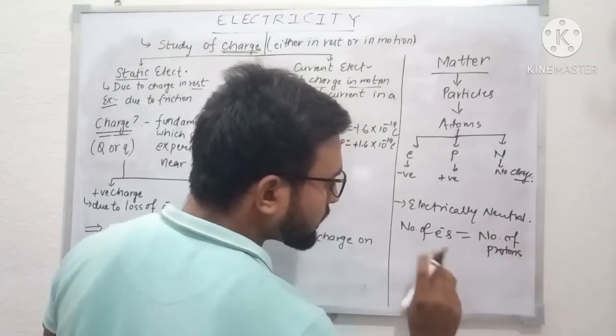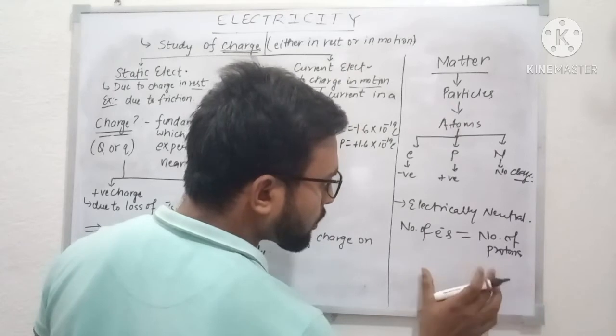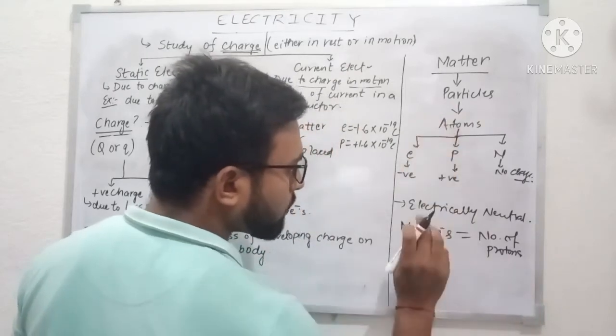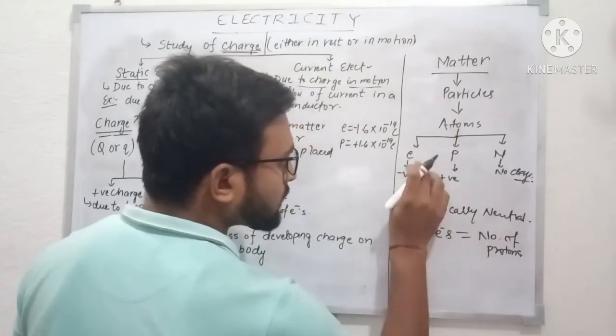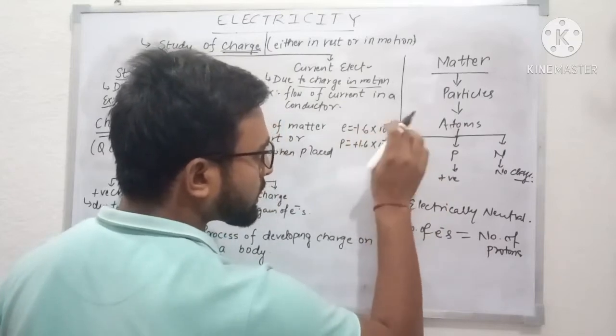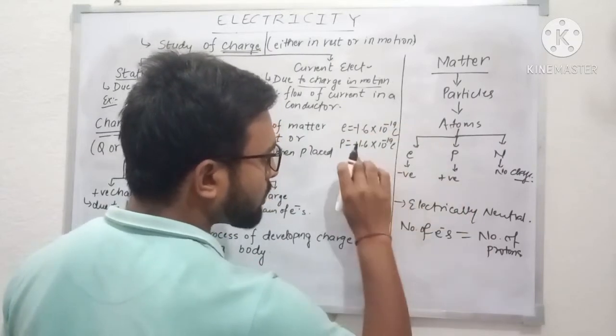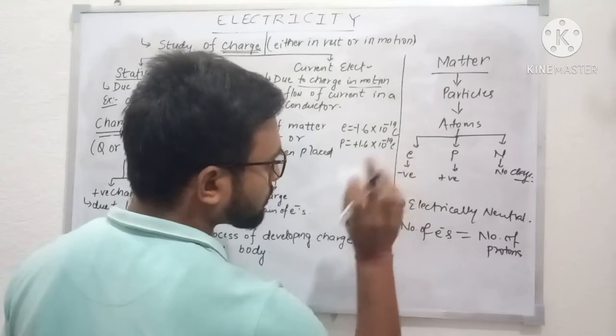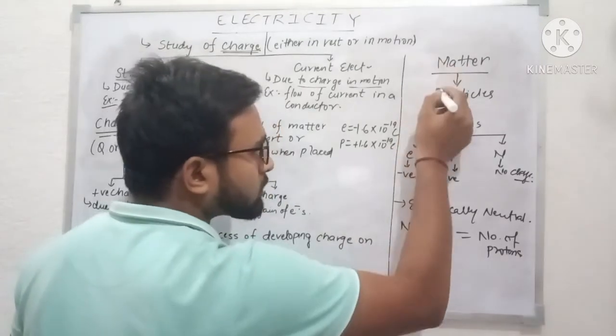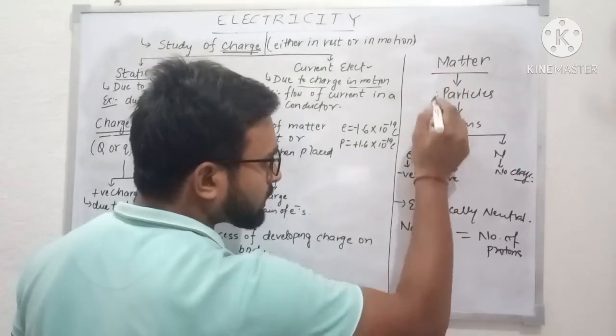protons. Means it has equal number of electrons and equal number of protons. That's why an atom is always electrically neutral. So charge on an electron is -1.6 into 10⁻¹⁹ coulomb, and on proton is +1.6 into 10⁻¹⁹ coulomb. Same magnitude. So matter consists of particles, and the particle is called atom.